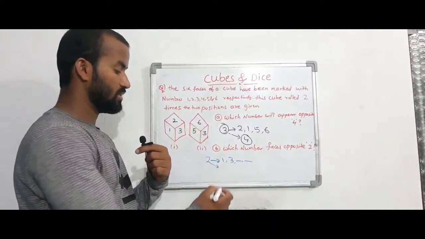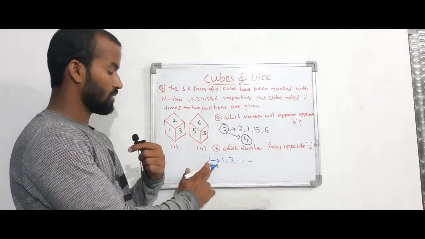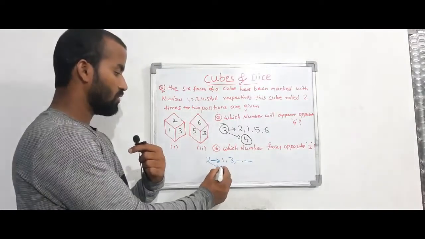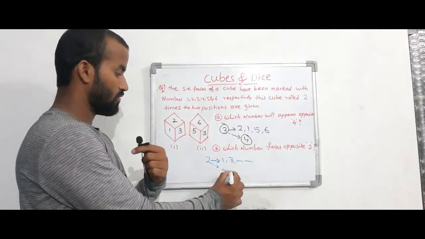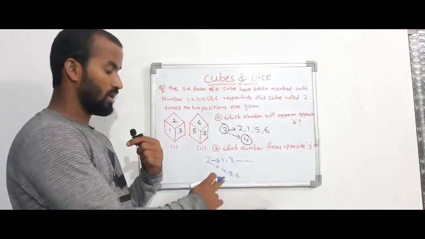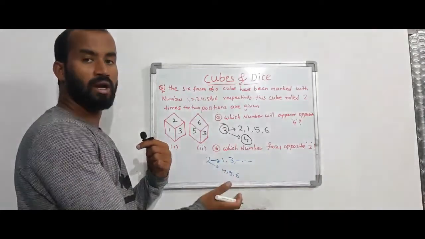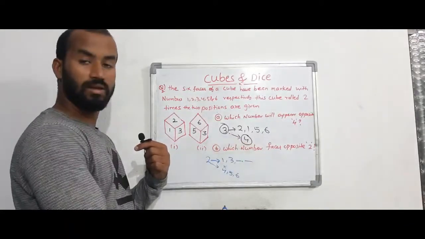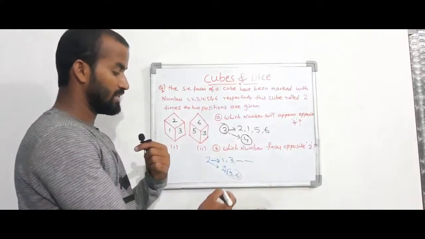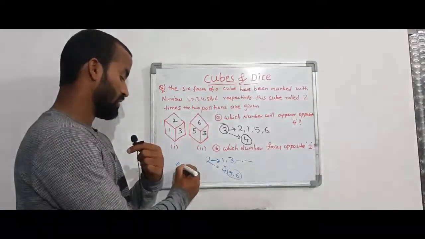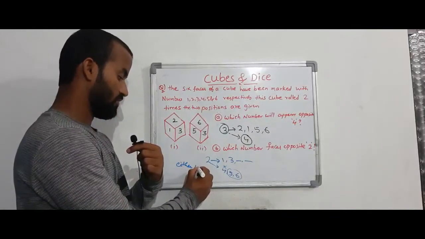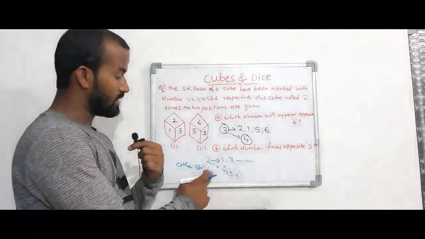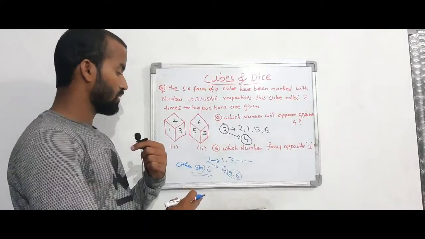So what I am doing here is, for 2, 1 and 3 are not opposite. Why? Because they are adjacent. So what and all remaining? 4, 5, 6. Okay. Out of these 3, there might be one adjacent, one opposite. 4 is not opposite. Why? Because 4 is opposite to 3. So out of 5 and 6, there will be one opposite, either 5 or 6. So this is the answer. Either 5 or 6 will be the opposite to 2.